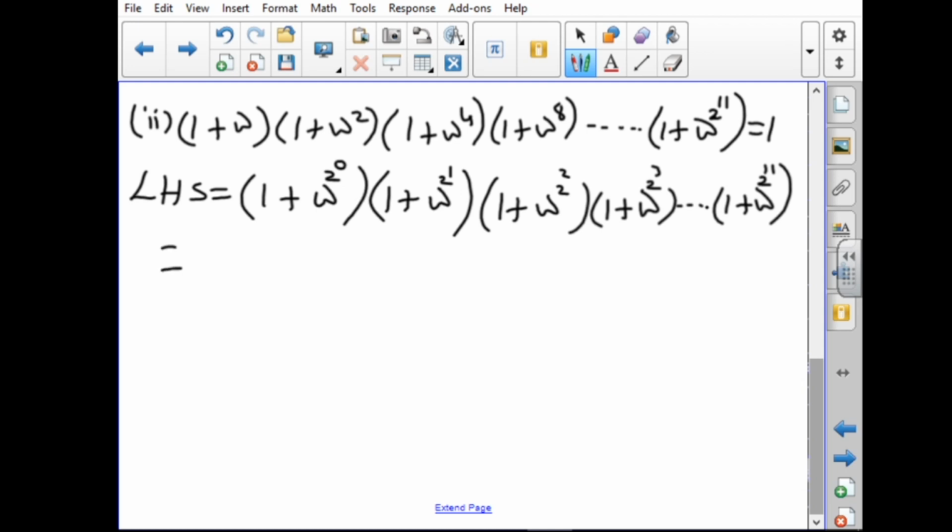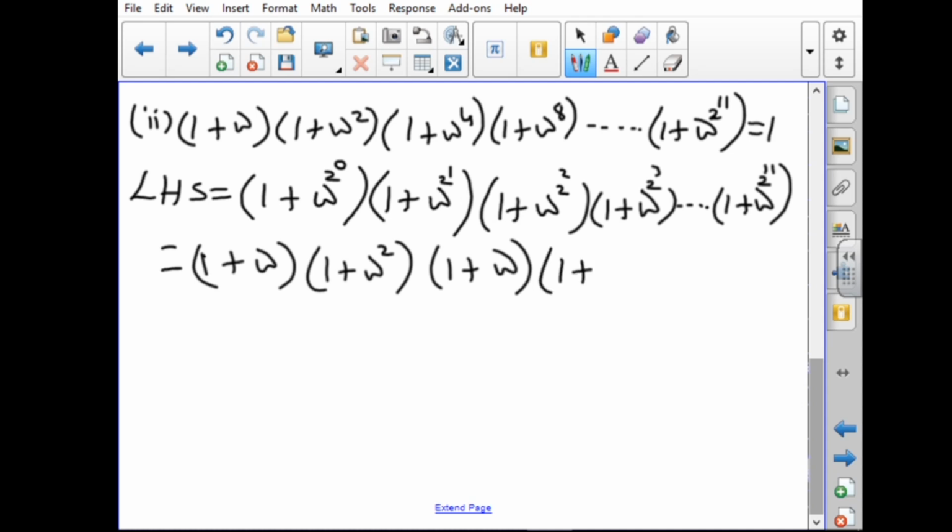So it is equal to now, if you see this finally, omega power 2 power 0 is nothing but 1 plus omega, and this is 1 plus omega square, and this is 1 plus omega, because omega power 4 is omega cube into omega, and omega cube is 1, so you get 1 plus omega, and this will be 1 plus omega square, etc., and the last one also will be omega square.